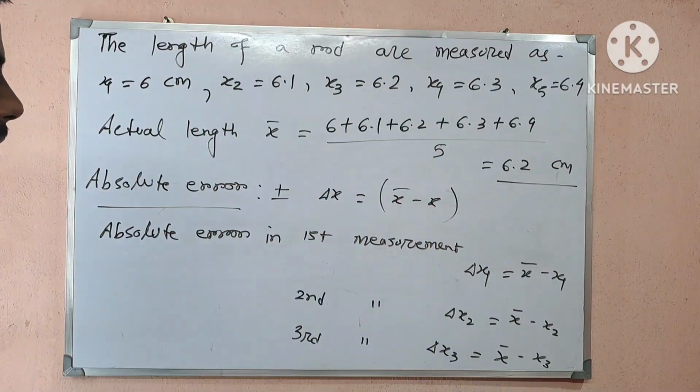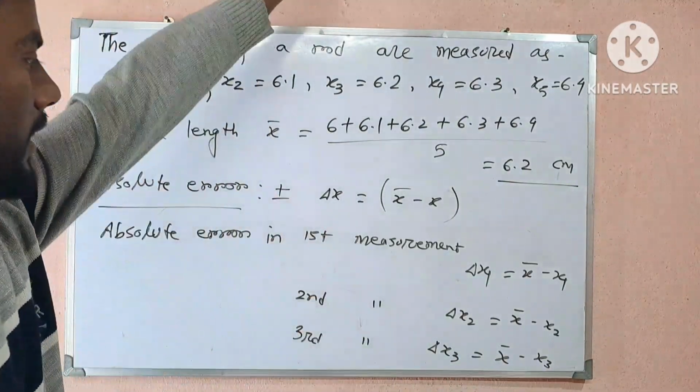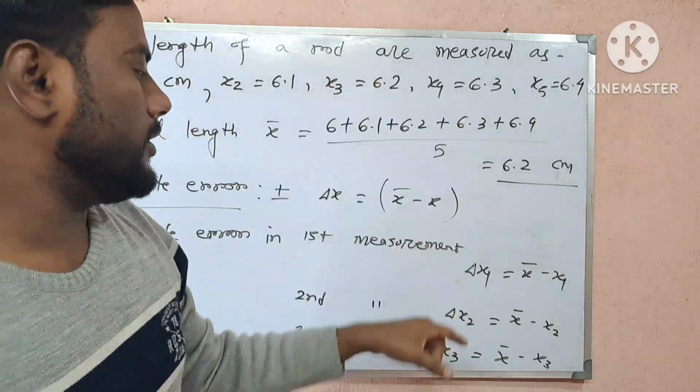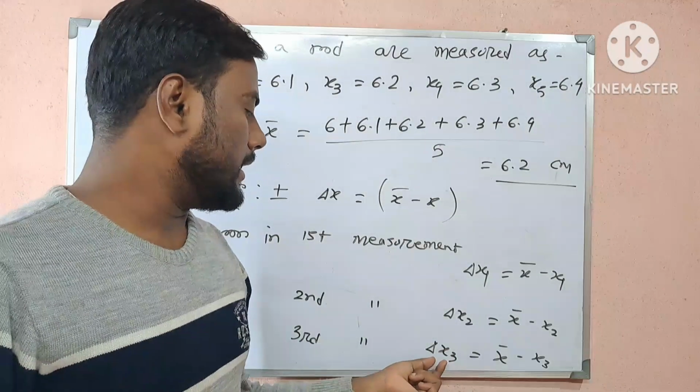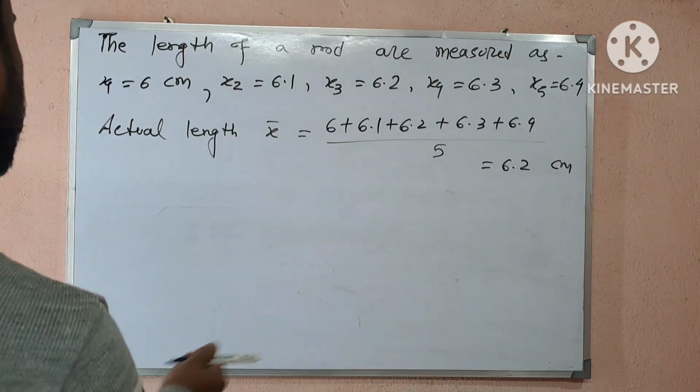And for the fourth measurement, that will be delta x4 equal to x bar minus x4, because here x bar is basically the actual value or true value of the rod. And for the fifth measurement, the absolute error will be delta x5 equal to x bar minus x5. Now just calculate the absolute errors.